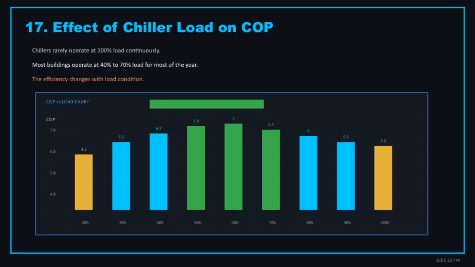Let's talk about the optimal operating zone for chillers, which usually falls between 40 and 70% load. Efficiency, measured by the coefficient of performance, or COP, varies depending on how hard the chiller is working. Most buildings don't run their chillers at full capacity all the time. Instead, they operate mostly within this mid-range load. Understanding this helps us design systems that perform best where they spend most of their time, rather than just at peak capacity. It's all about matching efficiency to real-world conditions.